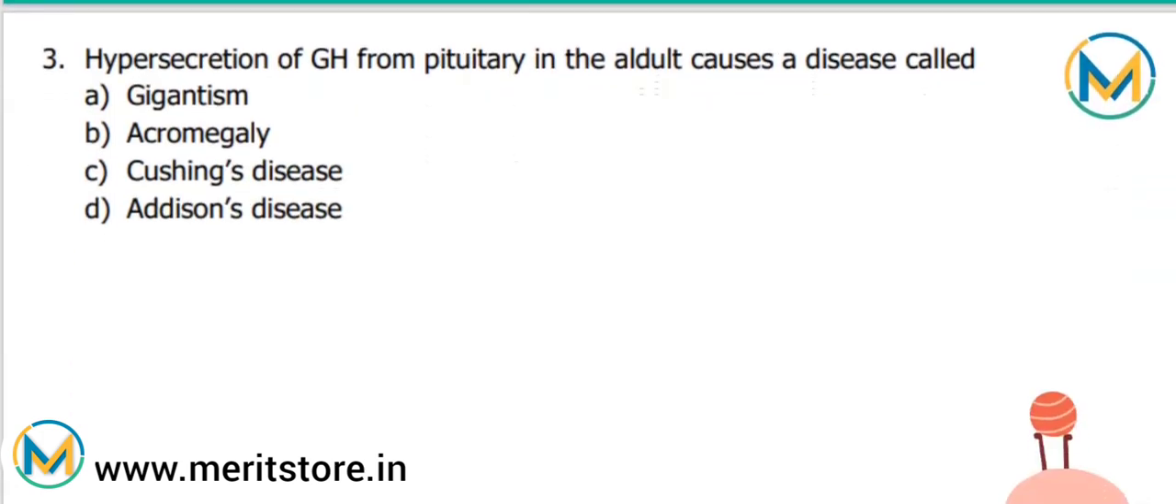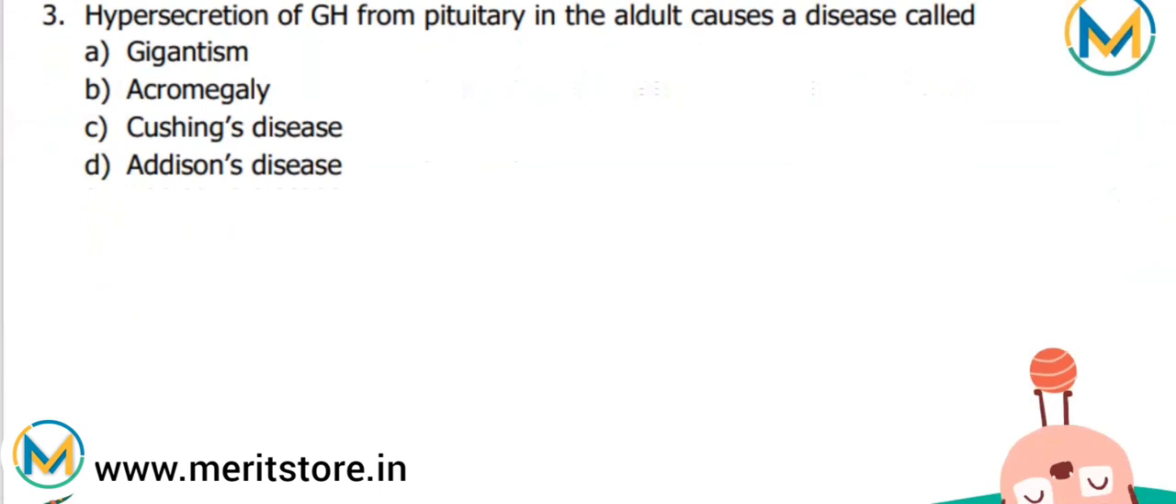Looking towards the next question. Hypersecretion of GH, that's growth hormone, from pituitary gland in the adult causes a disease called. So hypersecretion of the growth hormone or somatotropic hormone during adulthood causes acromegaly. Acromegaly patient has gorilla-like appearance with huge hands and legs. So the correct answer among the given options is option B.